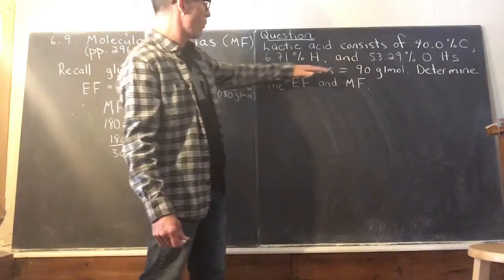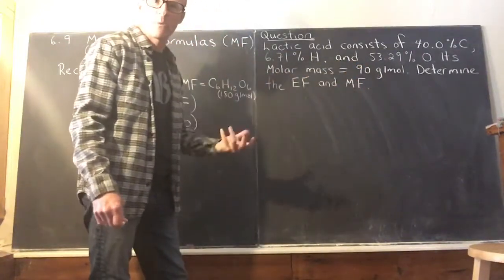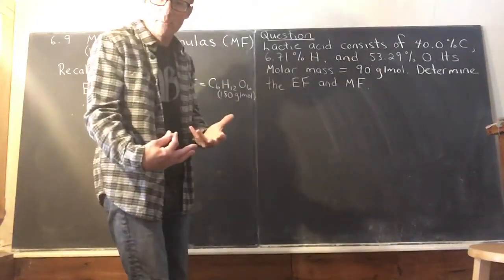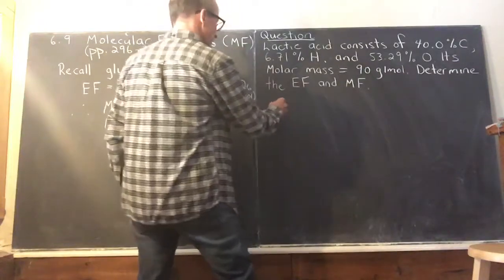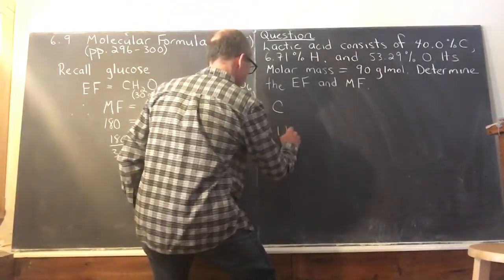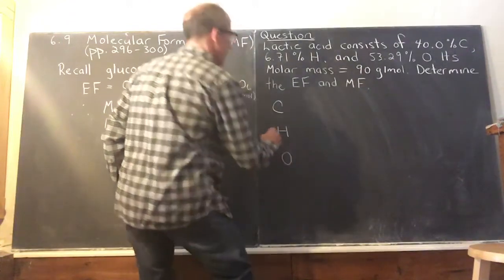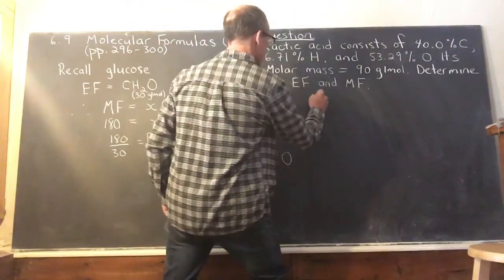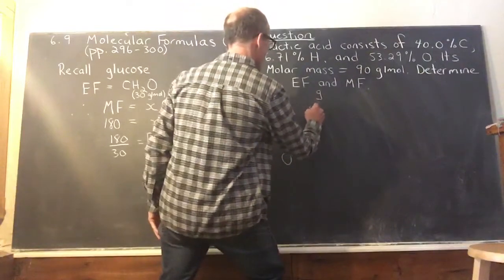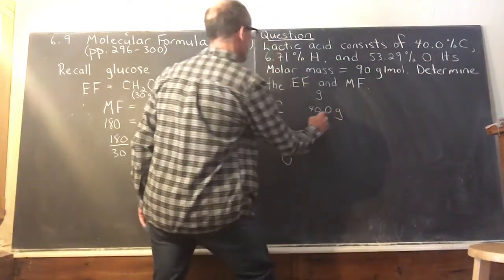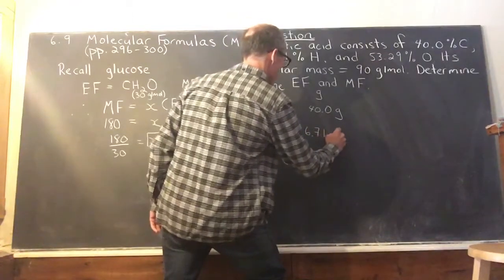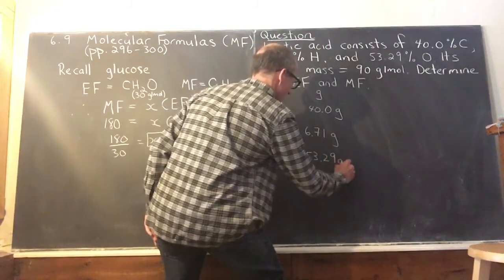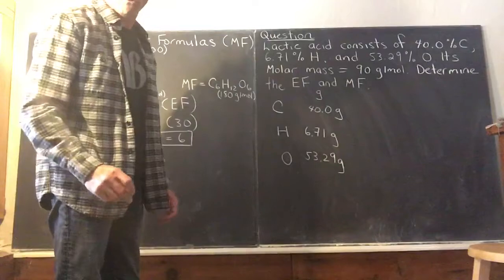By analysis, we know the molar mass is 90, and the question is, determine the empirical formula and the molecular formula. This brings together both concepts of EF and MF. So let's quickly go through it. Remember your table? We have these 3 elements here, and we're going to assume 100 grams of material. So let's just go right to the mass level. We end up having 40.0 grams of carbon, 6.71 grams of hydrogen, and 53.29 grams of oxygen.